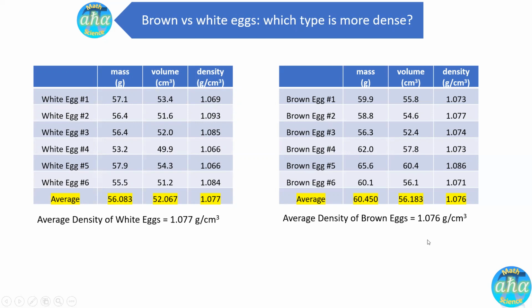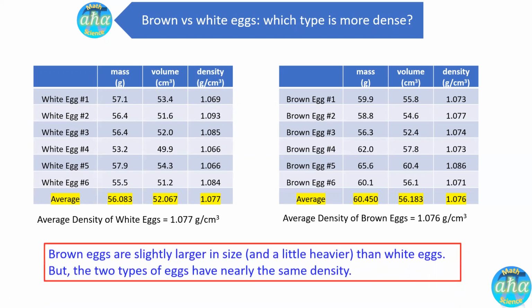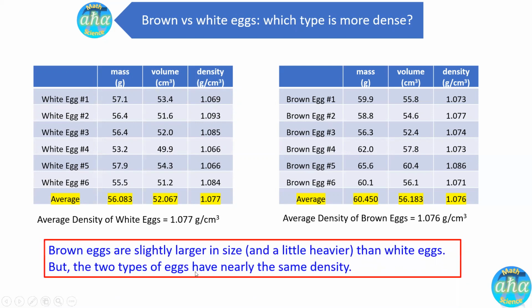So from this method, basically, we cannot tell if the density of the white eggs or the brown eggs is any different. So in conclusion, the brown eggs are slightly larger in size and also a little bit heavier than the white eggs. They're both called large eggs, but the mass is slightly different. But to our real surprise, we found these two types of eggs have nearly the same density. Our method cannot tell the difference between the two. They differ only by 0.001 grams per cubic centimeter.